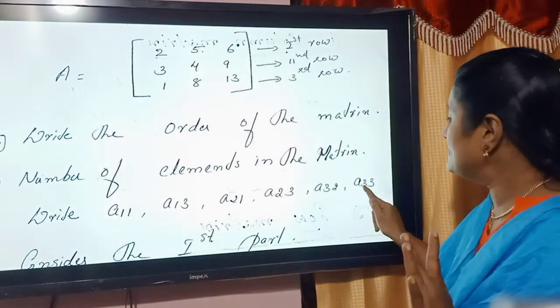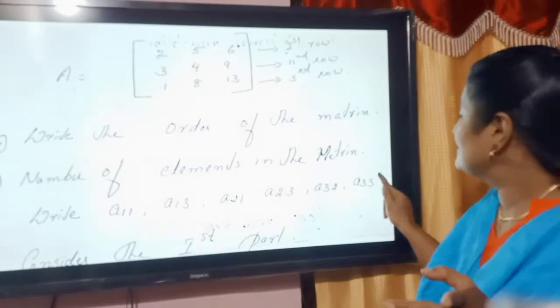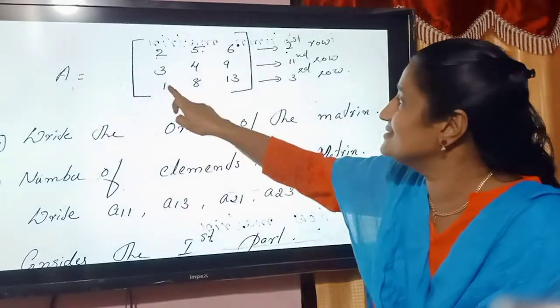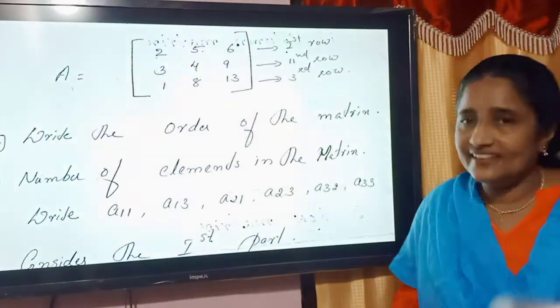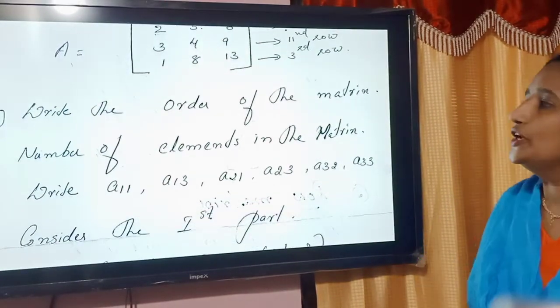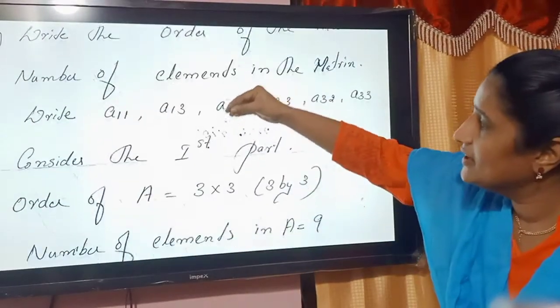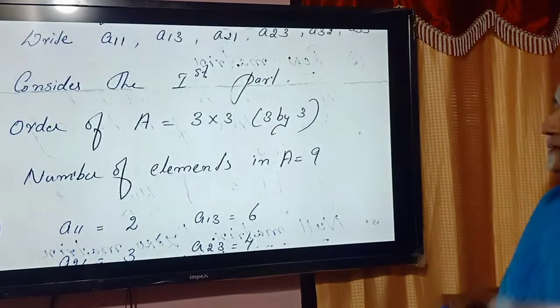8. Similarly, what is A33? Third row, third element. What is third row, third element? It is 13. Did you clear? Now you can write this question and answer it.